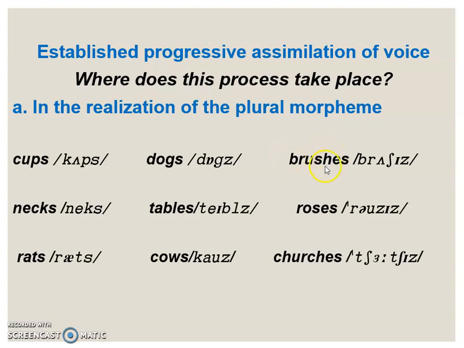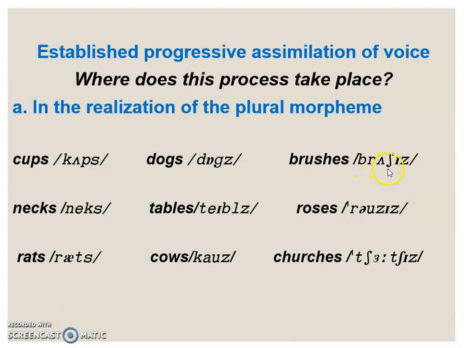Let's see what happens in the plural of brush. Brushes, brushes. If we pay attention to the last sound of the singular noun, sh, we see that it's voiceless. So if we follow the rule we just learned, it should be realized as s. So it should be brushs. Do we pluralize it that way? No, we don't. We pluralize it differently. We say brushes. Why is that so?